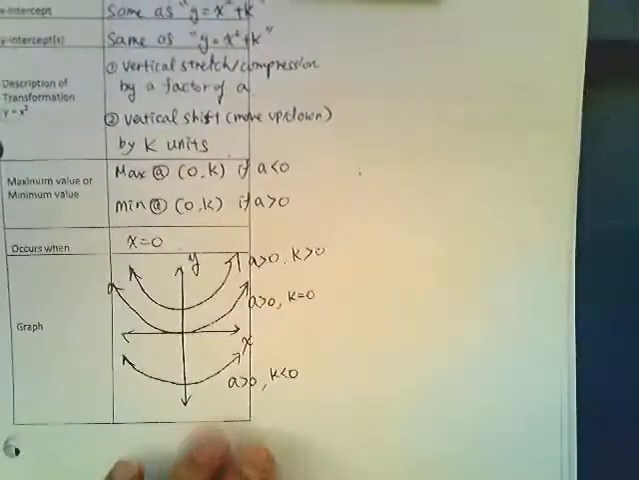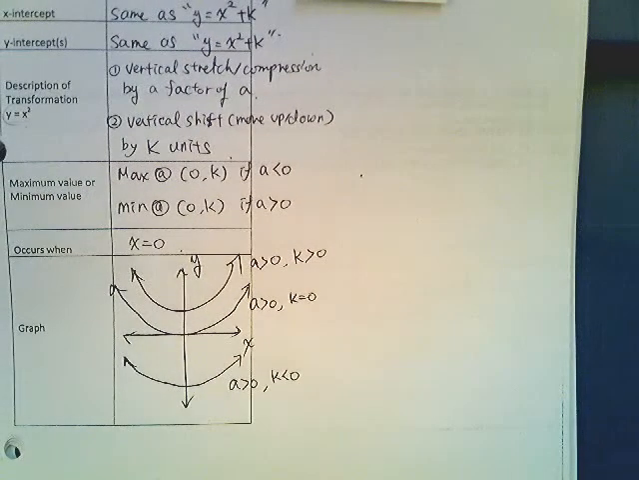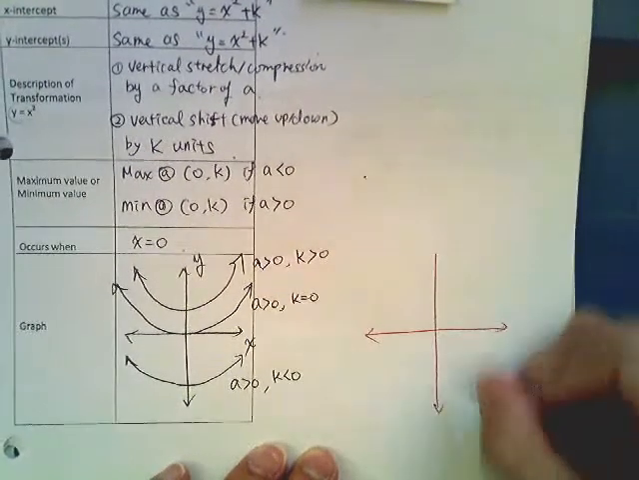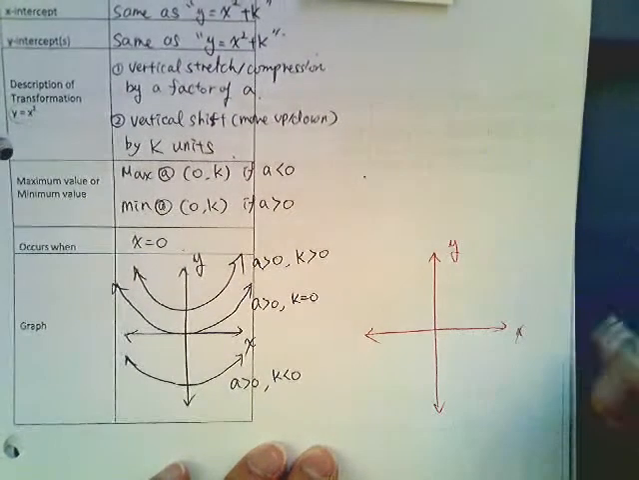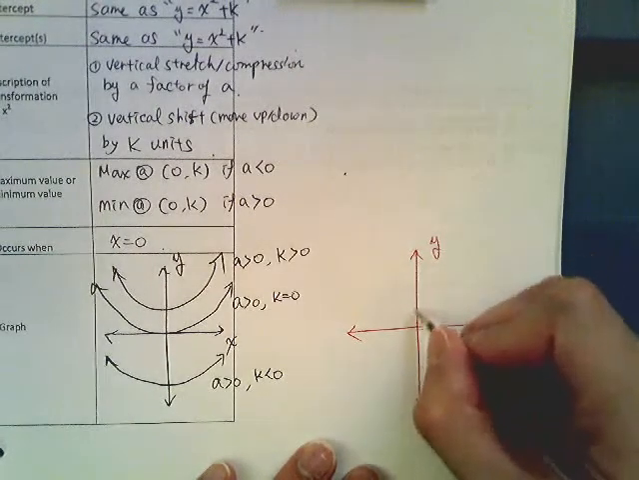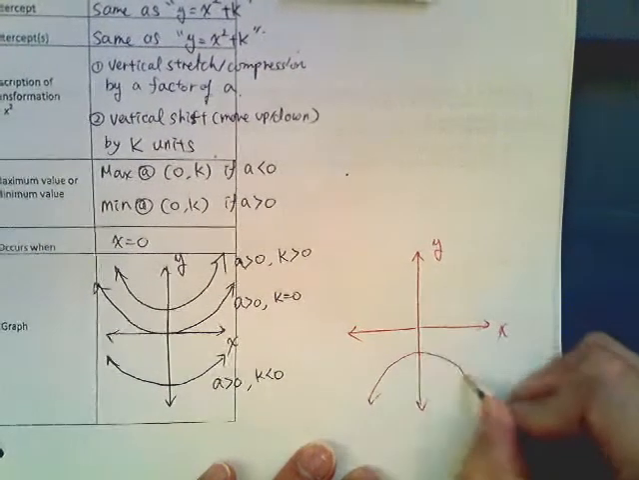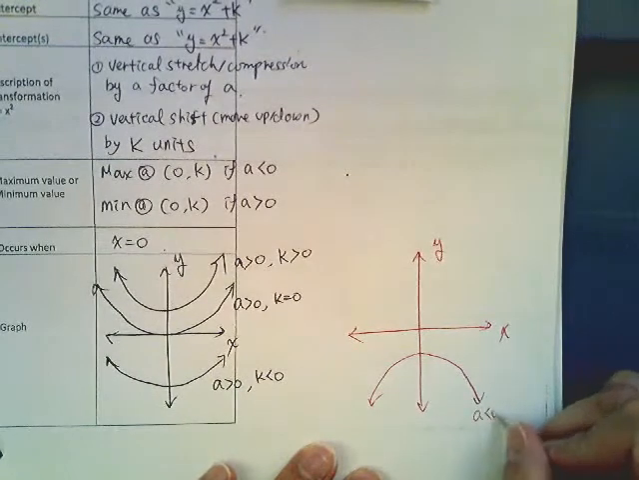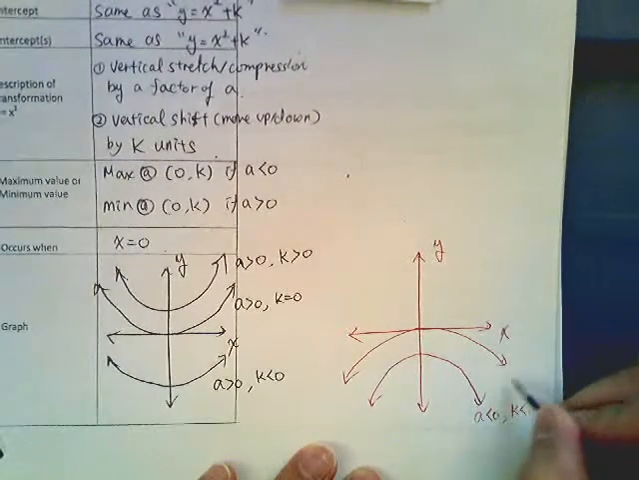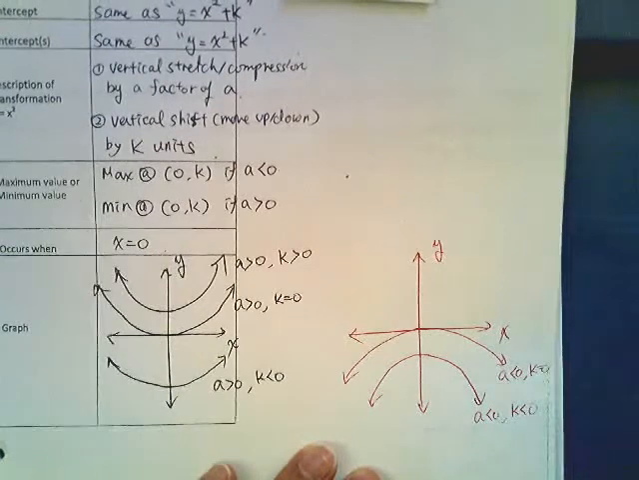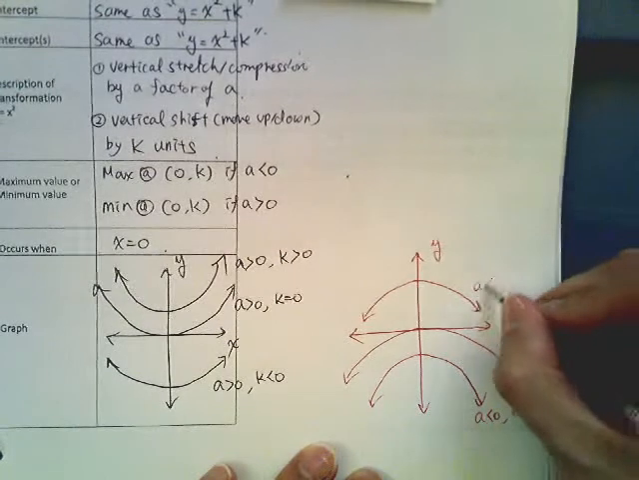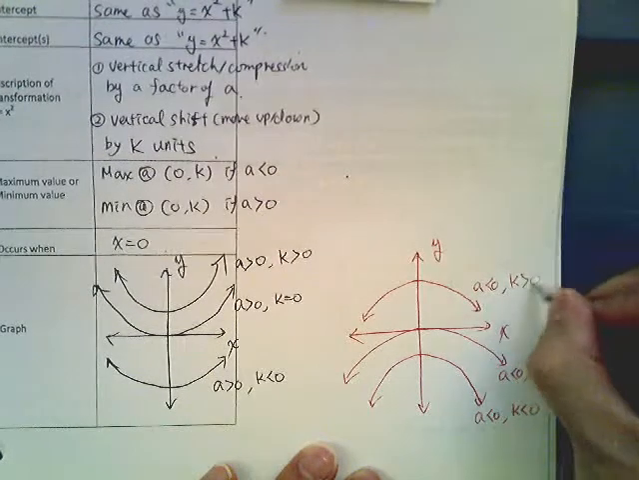Now I'm going to draw another graph on the side, using a red pen. For the graphing part, I'm going to draw another grid, y and x, because I want to distinguish it. Now this is red. One is when a is less than 0, k is less than 0. The second one I want to show you is a is less than 0, k equals 0. The last one is a is less than 0, k is greater than 0.